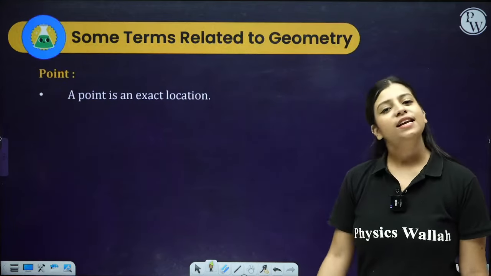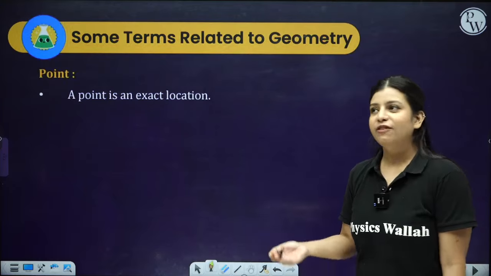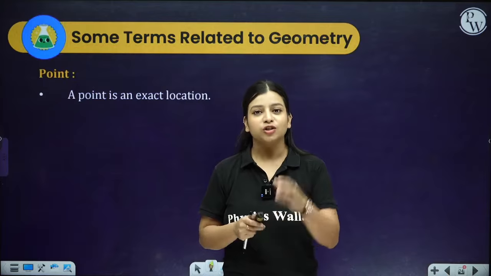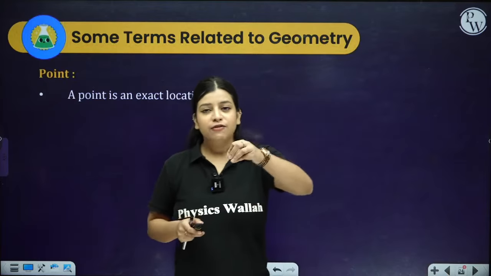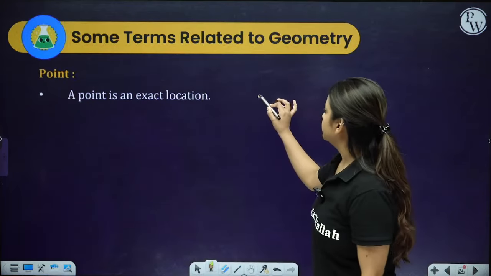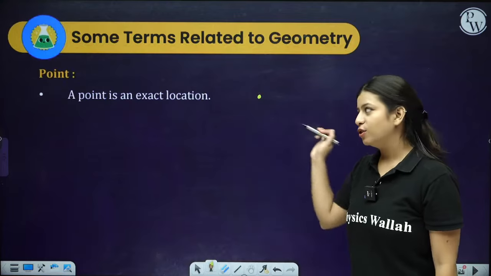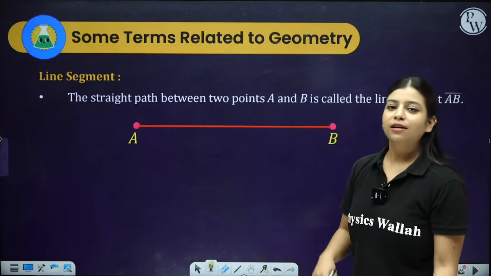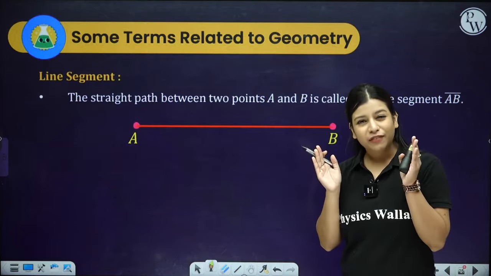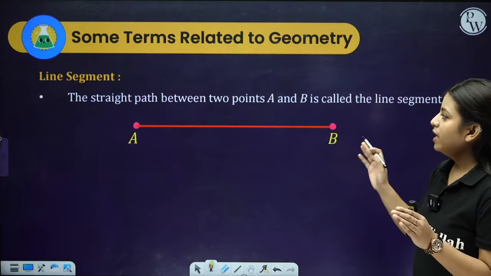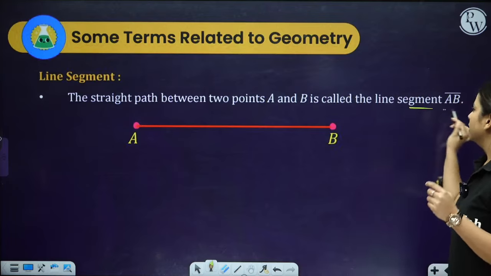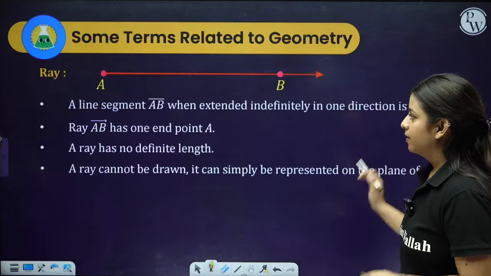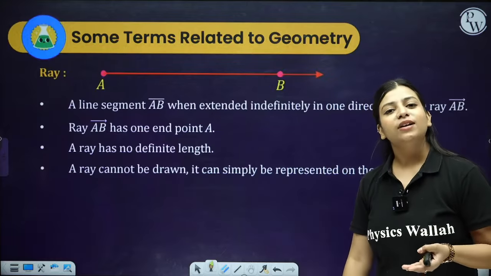Next. A point is an exact location. Of course, whenever you want to reach somewhere, you look at the location. What is the location? The coordinates, the point. If I draw a particular point, this is some exact location, right? So a point is an exact location. Line segment, of course, we know, which has a fixed length. The straight path between 2 points A and B is called the line segment and it simply has a fixed length.